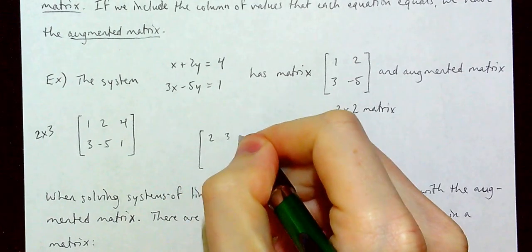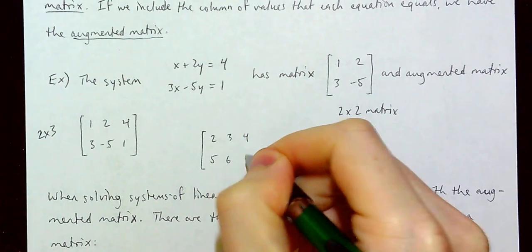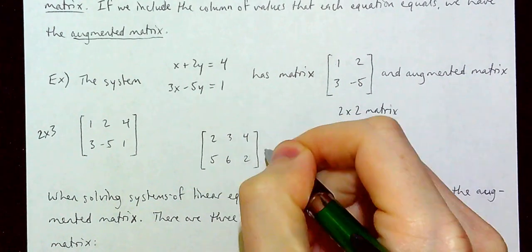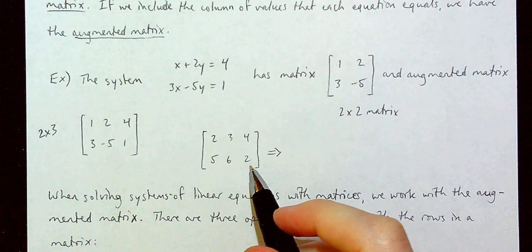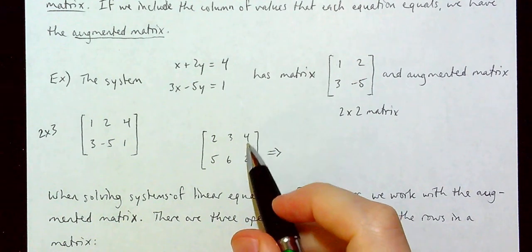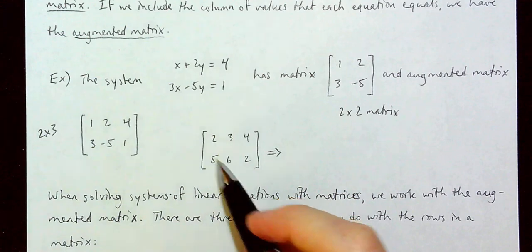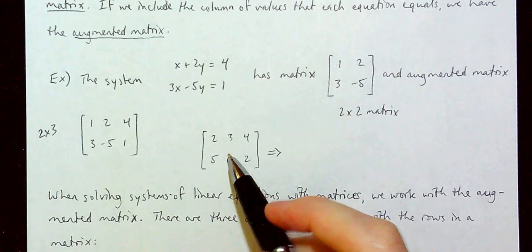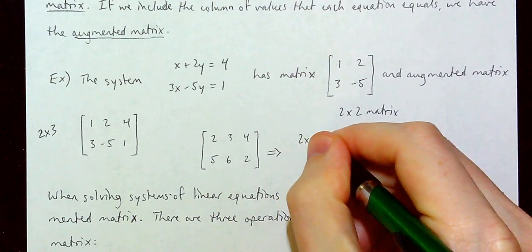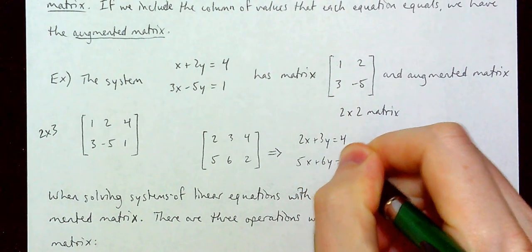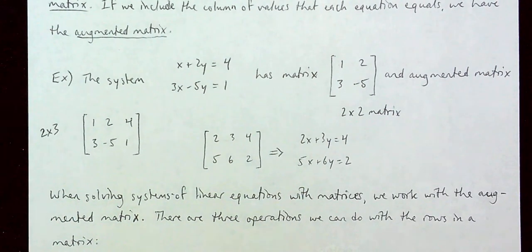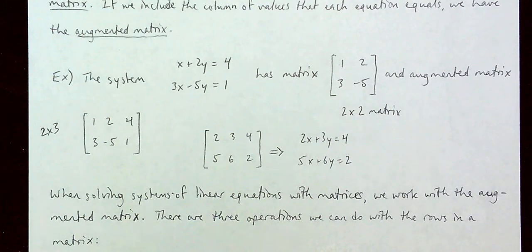So if I go 2, 3, 4, 5, 6, 2, if I had to write this as a system of linear equations, knowing that this is an augmented matrix, this last column here, those are going to be the values that your things with x's and y's are going to be equal to. So this is saying the same thing as 2x plus 3y equals 4, and 5x plus 6y is equal to 2. Nothing too complicated happening there.